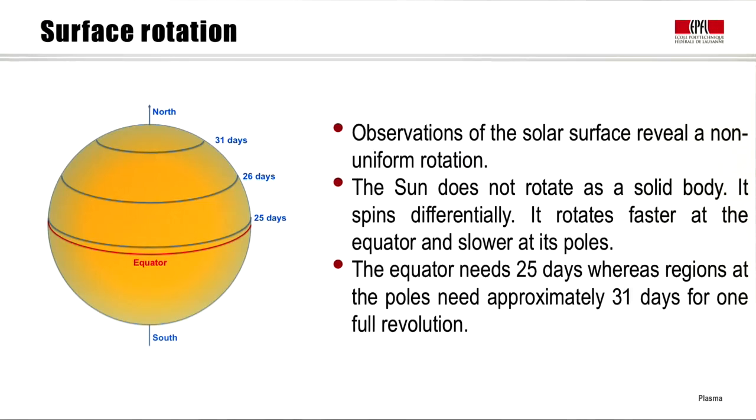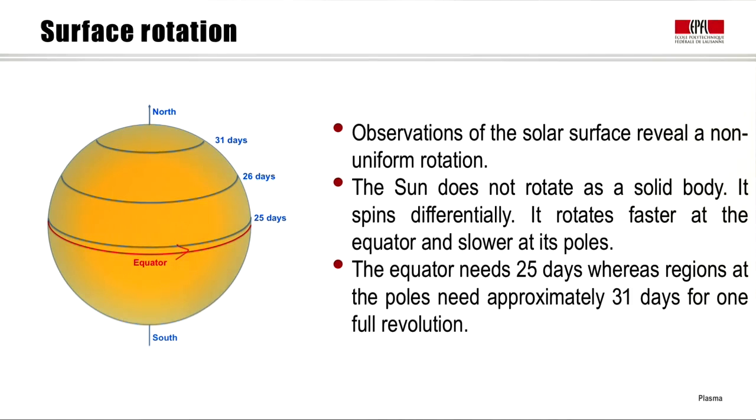Now let's come back to the Sun and let's try to answer the following question. How does the plasma flow in the Sun? Is the plasma flow sufficiently contorted such that a dynamo action can take place? Let's start from the observations of the rotation of the solar surface.